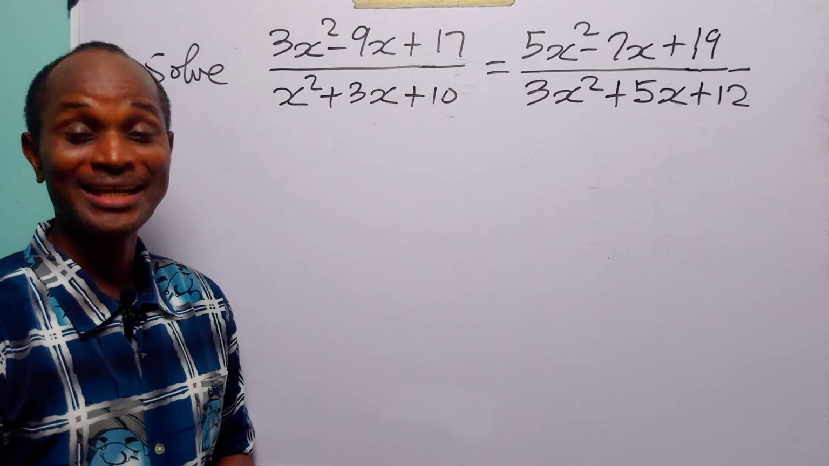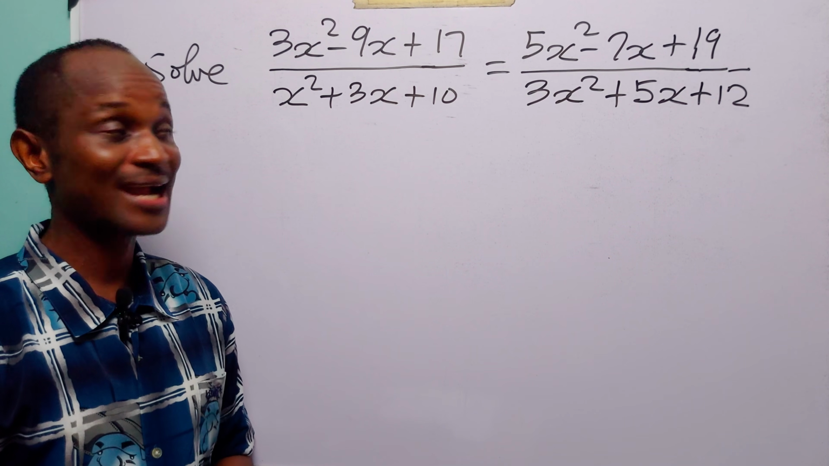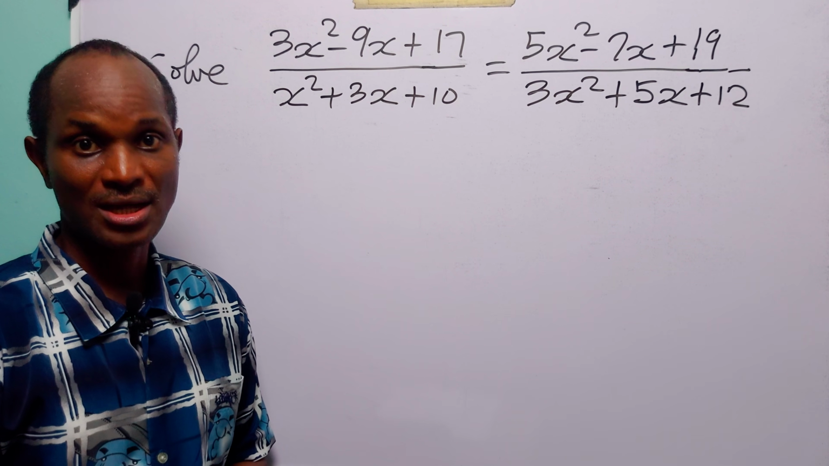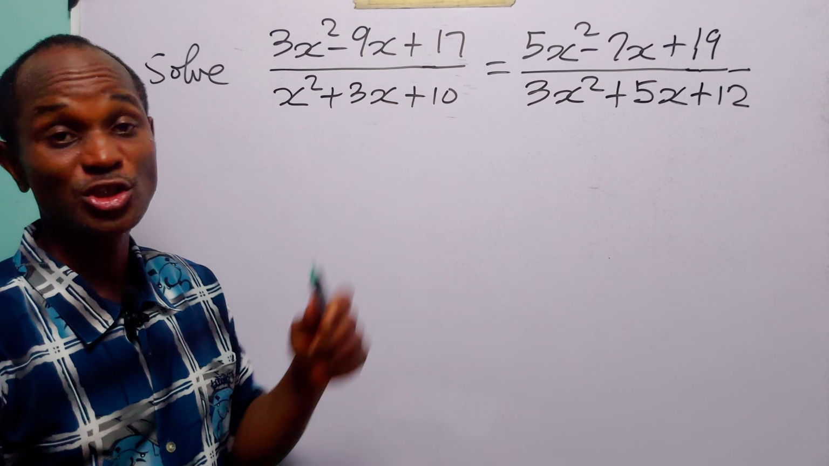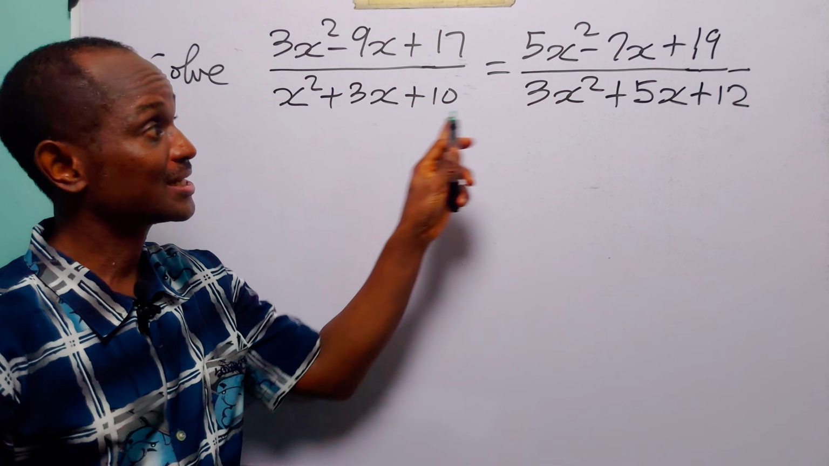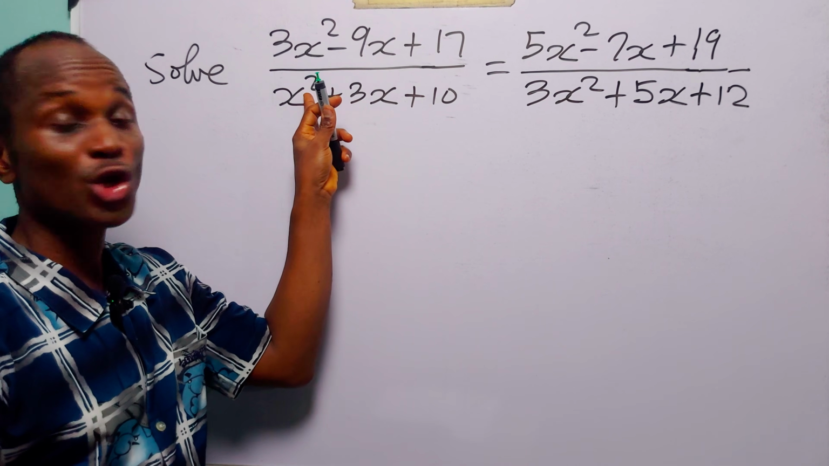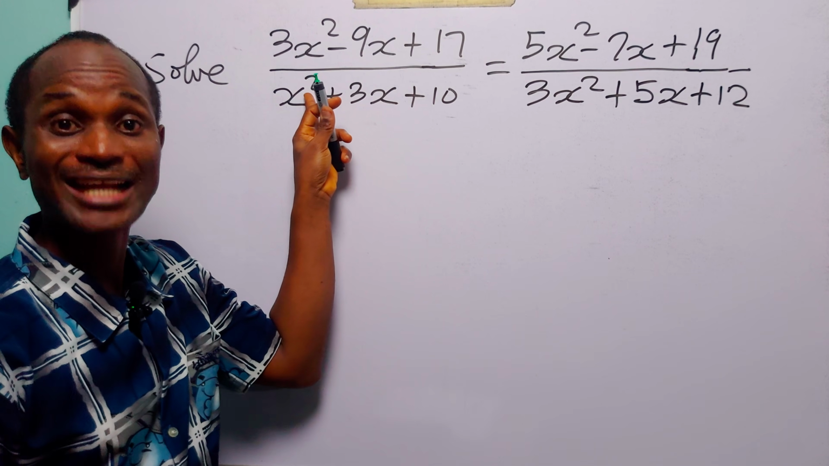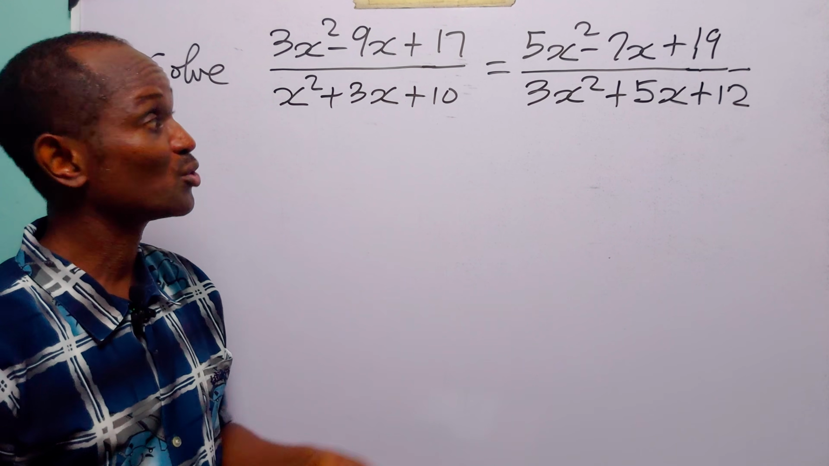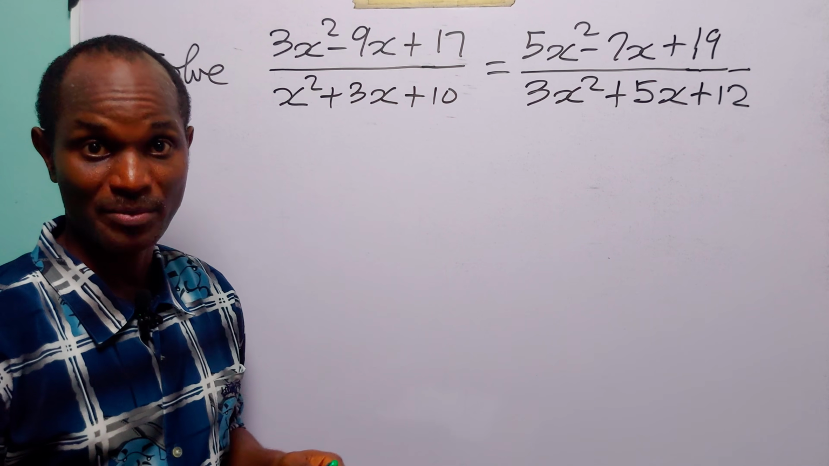Hello and welcome. In this math tutorial, our task is to find the real values of x that satisfy this rational equation. Now, the normal way of solving such problems is to start by cross multiplying. But note that if we do that, we are sure to run into a quadratic equation, and you know that those can be very hard to solve.